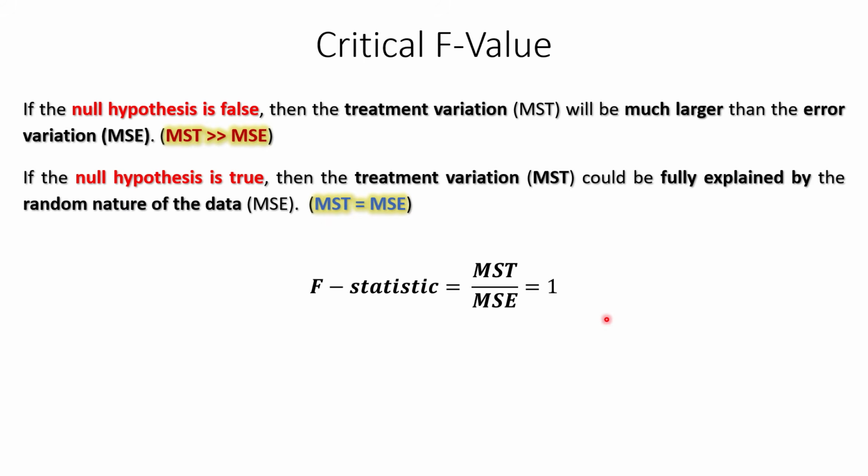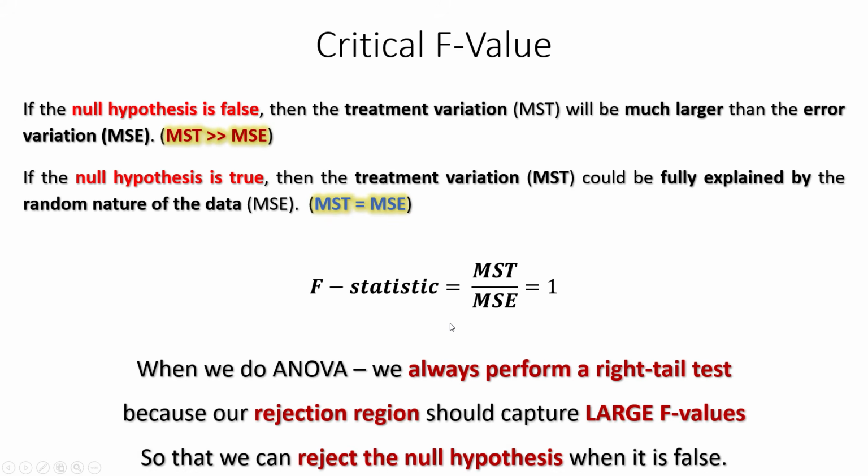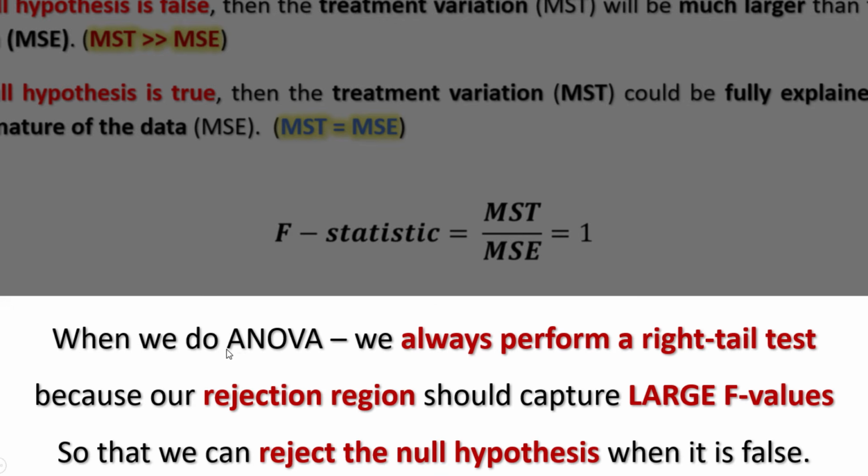Essentially, this F value will be equal to 1. The reason I repeat myself is to make this really important point. When we do ANOVA analysis, we always perform a right-tail test. The reason is that we want our rejection region to capture large F values, so that we can reject the null hypothesis when it is false.